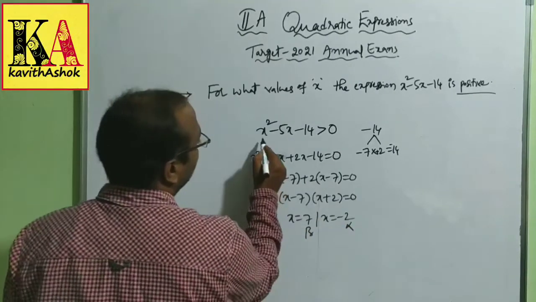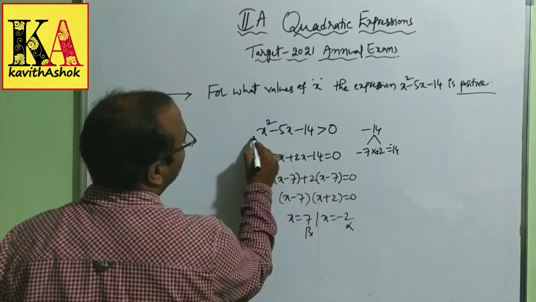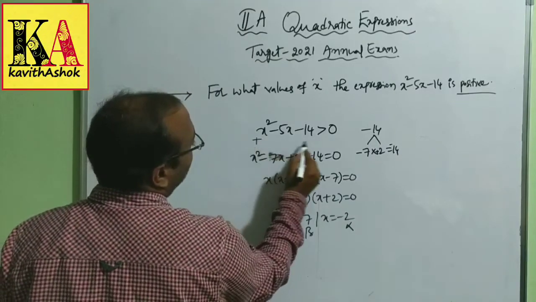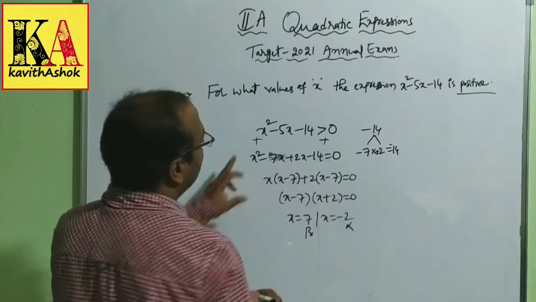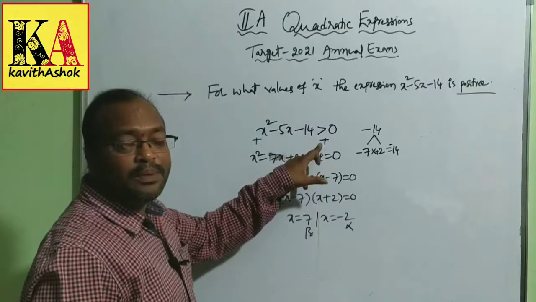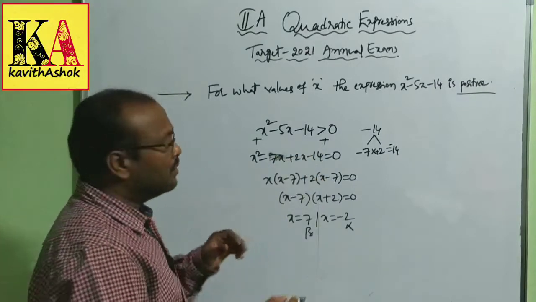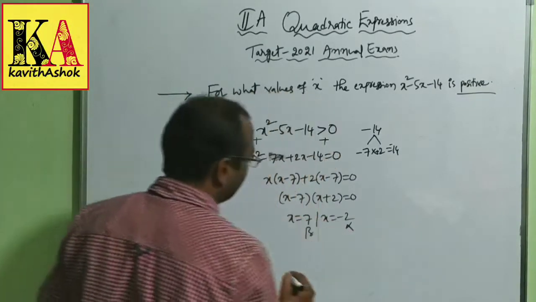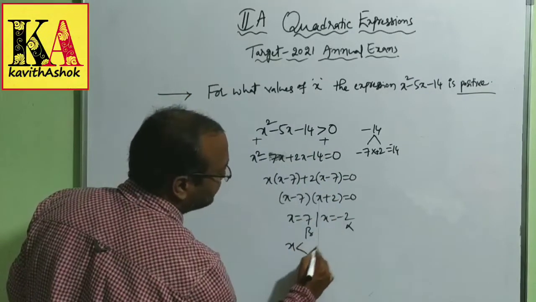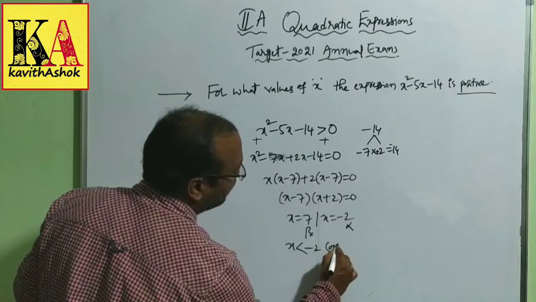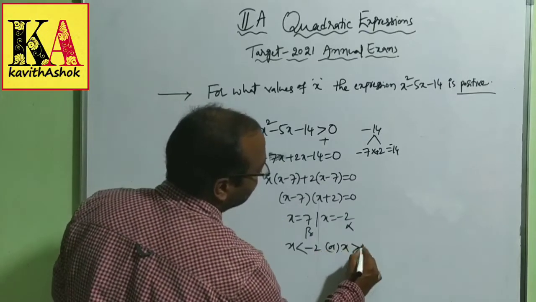Look here, the x square coefficient is 1, since nothing is written, so it is positive. The expression is greater than 0, which means positive. According to the rule, plus means repulsion, so we have the roots like this. That is why we get x less than minus 2 or x greater than 7.